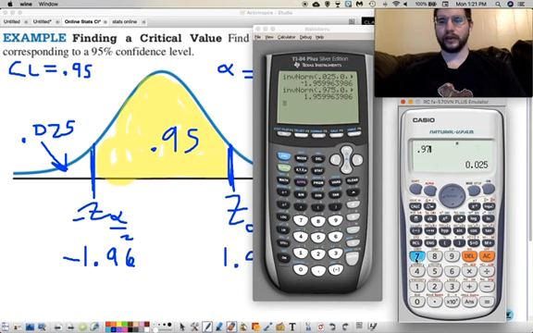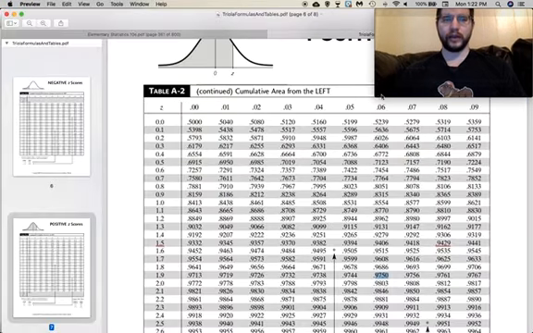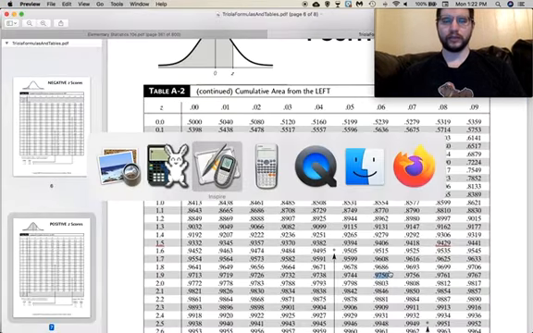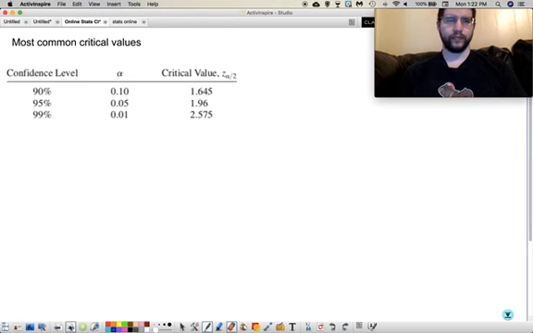Area to the right, 0.975. Oh, sorry, area to the left. Standard deviation is 1, mean is 0. There it goes, 1.96. So it's not too bad with the chart, but it's also very simple with either calculator. And in fact, you could just remember them. They're right here.